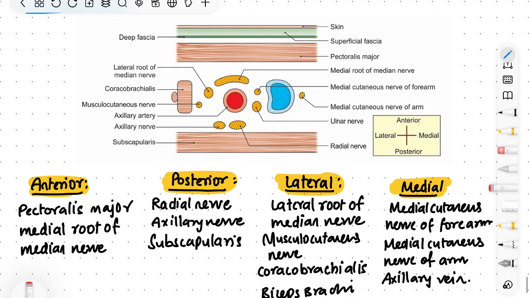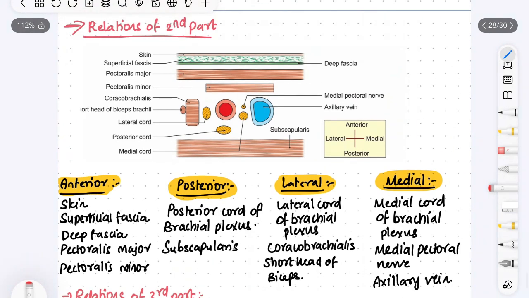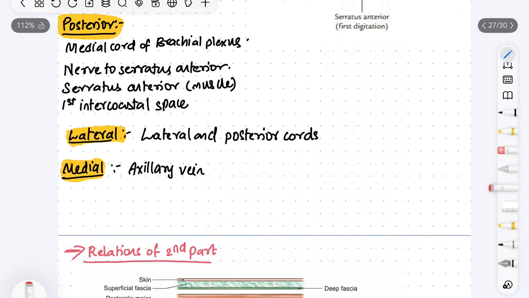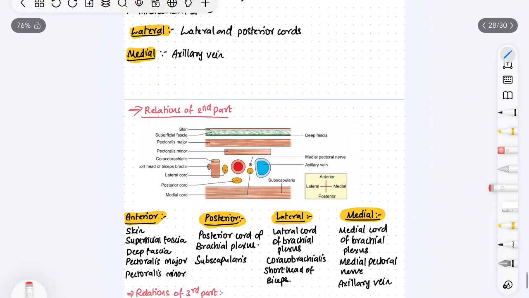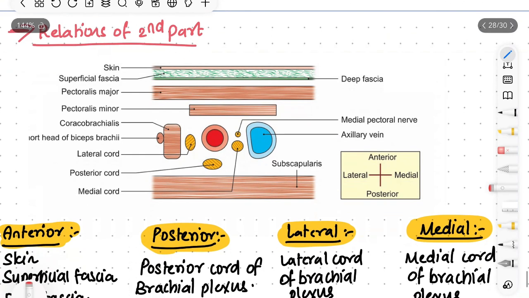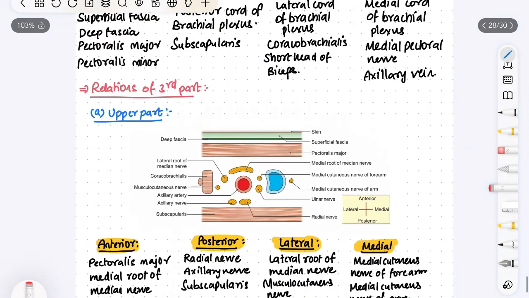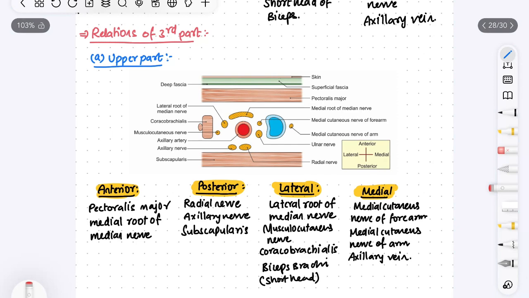I know these relations are a little bit tough to remember, but practice along with the diagram. Watch the video if you did not understand it, and if you have any doubts please do comment, and practice the diagrams for it. Diagrams are the main key. See, the second part is somewhat easy because in the posterior relations we have the posterior cord, lateral we have the lateral cord, medial we have the medial cord, but that is not the case in the first part or the third part. So you need a lot of practice for this.